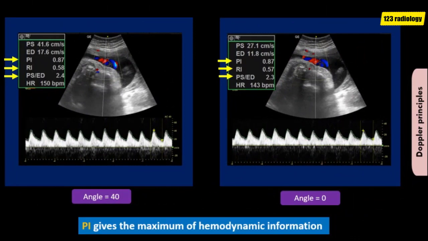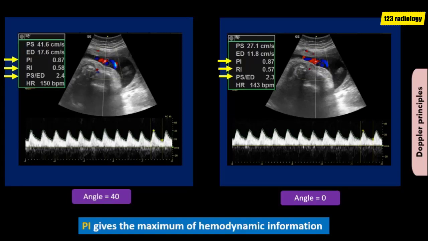Look at these two waveforms. They were obtained from the same fetus from the umbilical artery, but with different angles between the ultrasound beam and direction of blood flow. If you look at the peak systolic velocity, you can see the peak systolic velocity of the right waveform is about 41 centimeters per second, with the angle about 40 degrees. On the left waveform, the peak systolic velocity is about 27 centimeters per second, with the angle at 0 degrees.